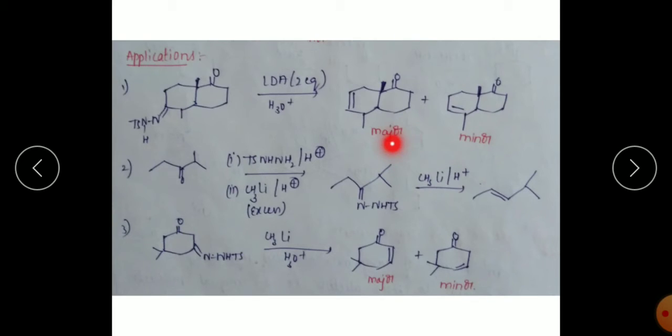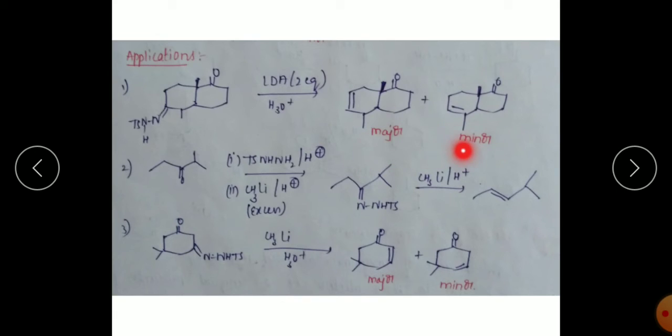The less substituted product is the major product. So I'm going to explain this mechanism. One hydrogen is eliminated from the nitrogen side, and the second hydrogen is abstracted by the base from this carbon atom or this carbon atom. Both these two carbons are adjacent to this nitrogen-attached carbon. That's why there are two possibilities, one is this carbon, another one is this carbon. So we get two products.